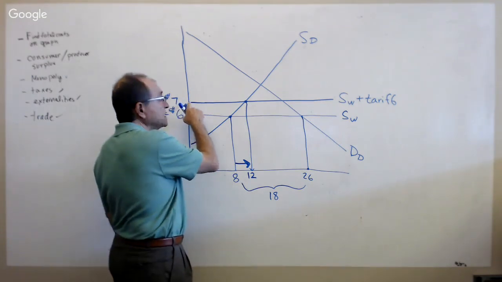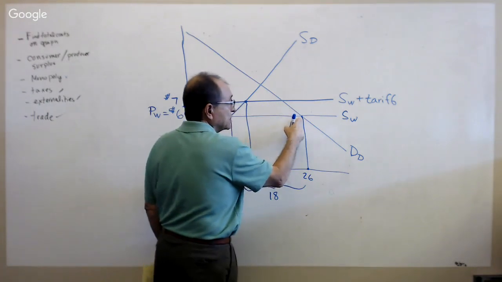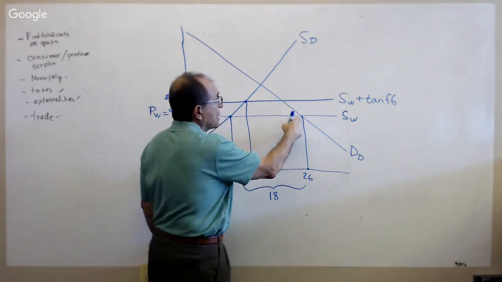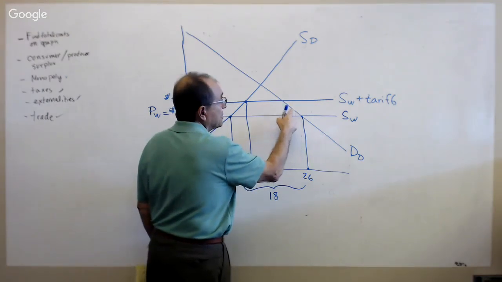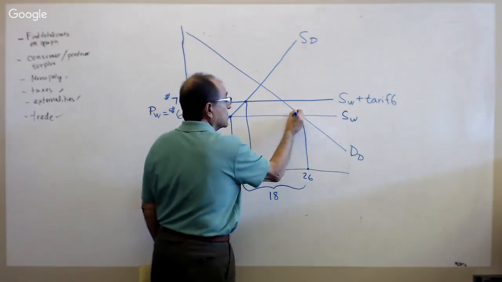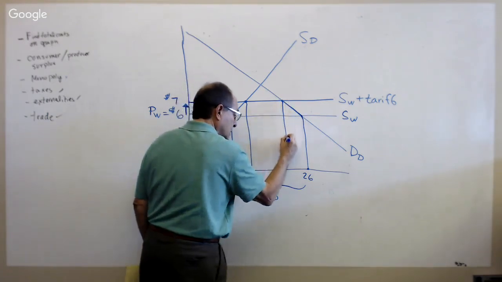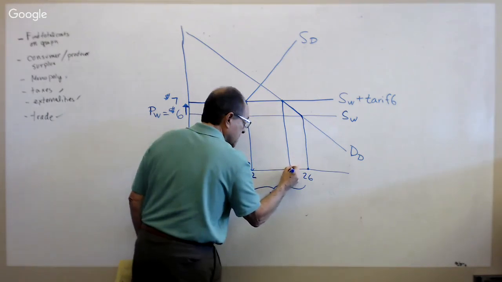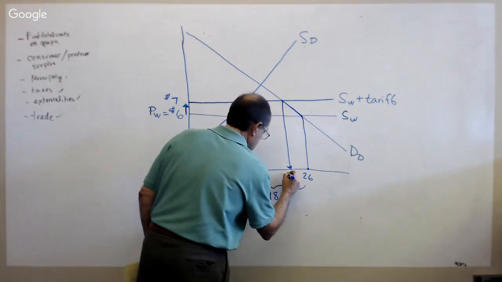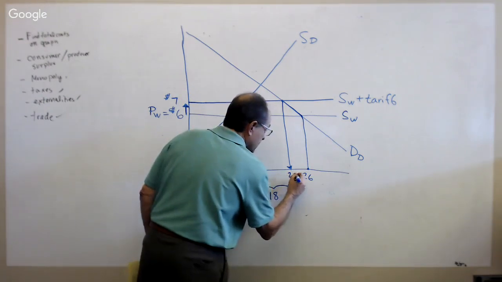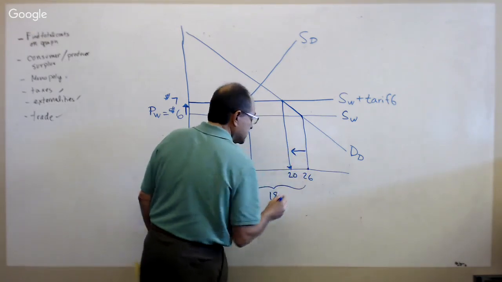The higher price of $7, though, means that domestic consumers are going to be purchasing a smaller amount, so their quantity demanded shrinks. And we move back up the demand curve to this amount, which I'm going to say is 20. So the quantity demanded has shrunk by 6 units.